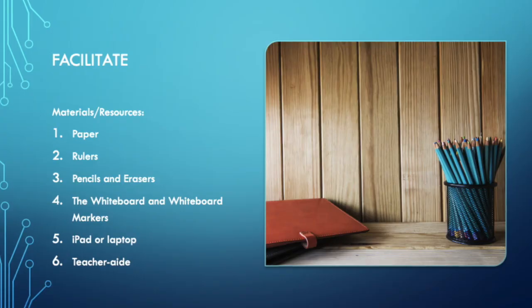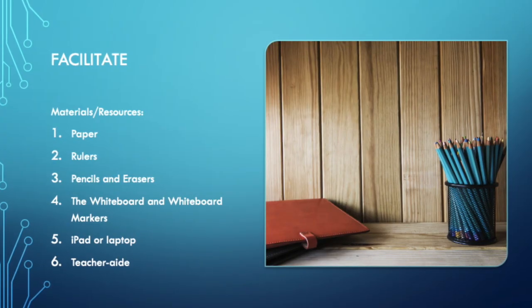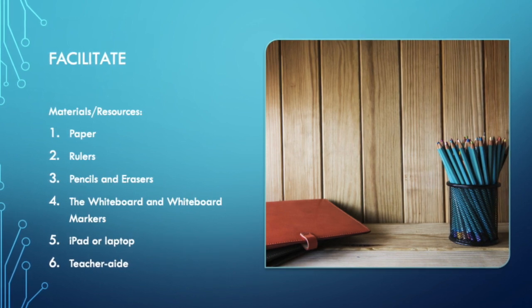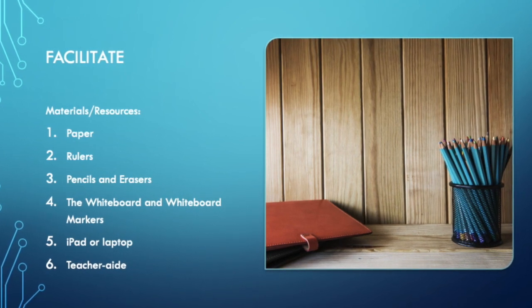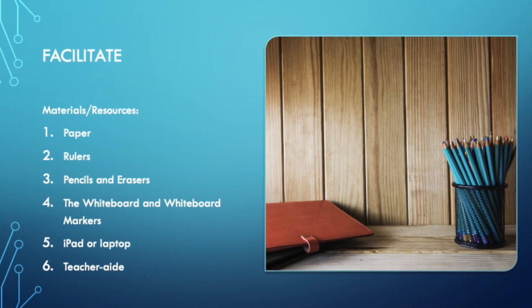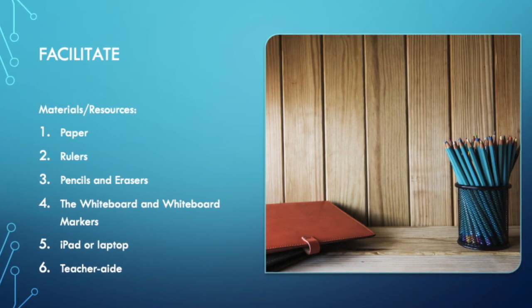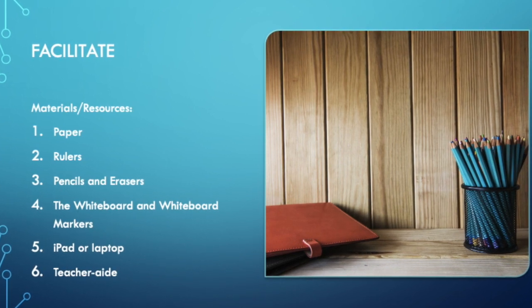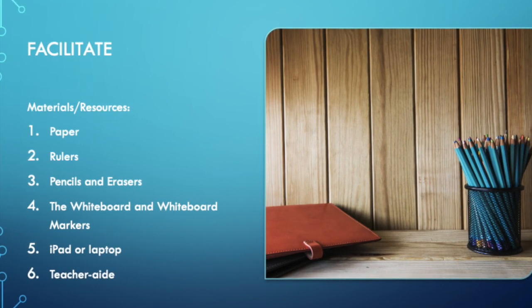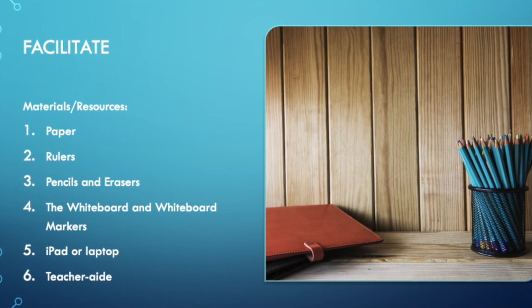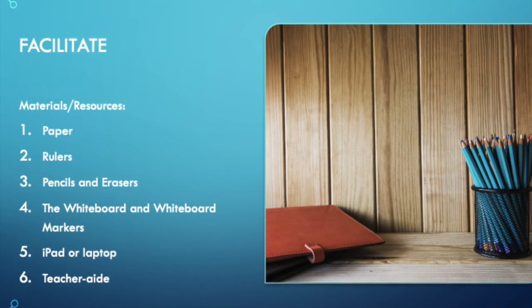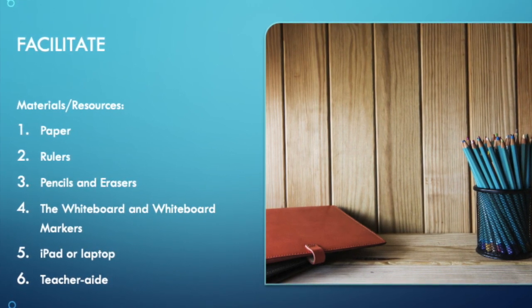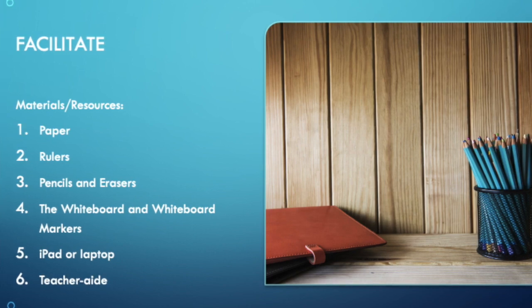To answer each of these questions, students must be provided with plenty of materials to complete the hands-on activities. This includes, but is not limited to, paper, rulers, pencils and erasers, the whiteboard and whiteboard markers. A student with learning difficulties should also be provided with alternative materials to ensure they can still participate in the lesson. For example, an iPad or laptop, or the use of a teacher aid to assist them as a scribe.